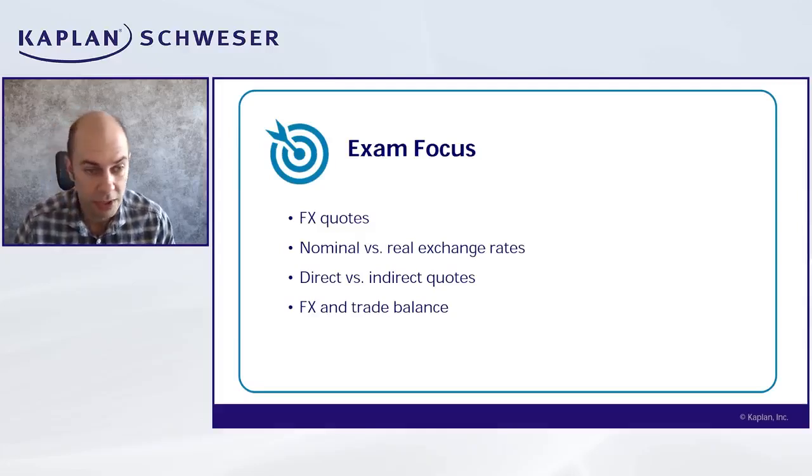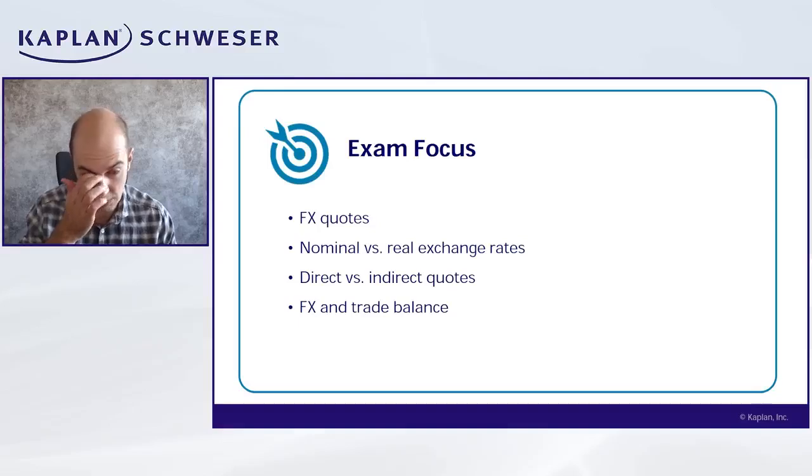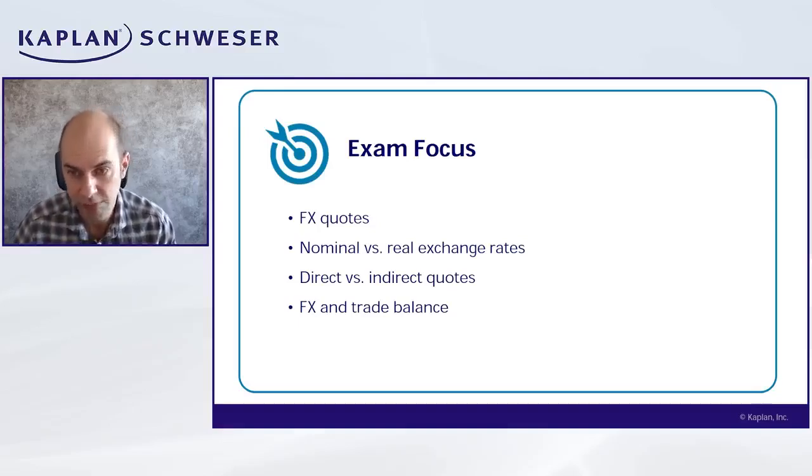Direct and indirect quotes: this is where we look at whether the domestic or the foreign currency stays in the numerator. And finally, we're going to look at your trade balance. So we're going to look at current account surplus and deficit, capital account surplus and deficit, and also the interplay of savings, private investment, taxation, and government spending. All very exciting stuff.